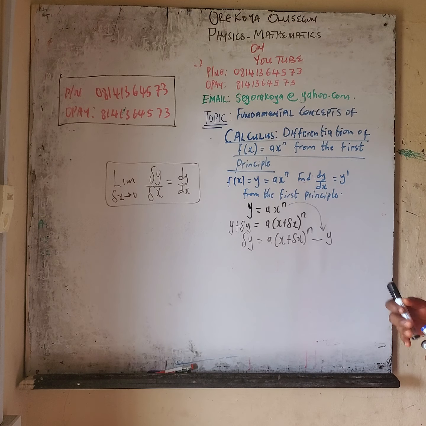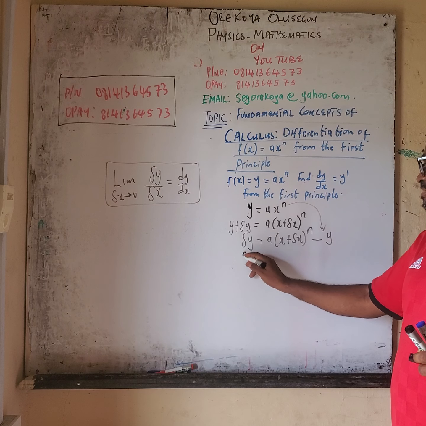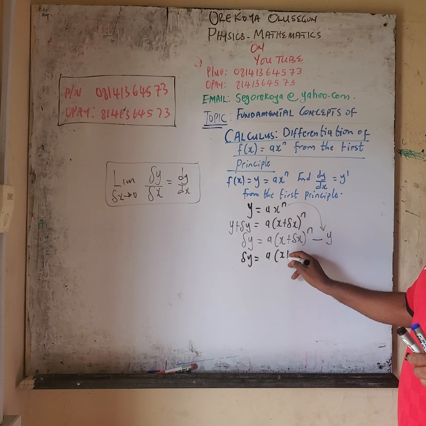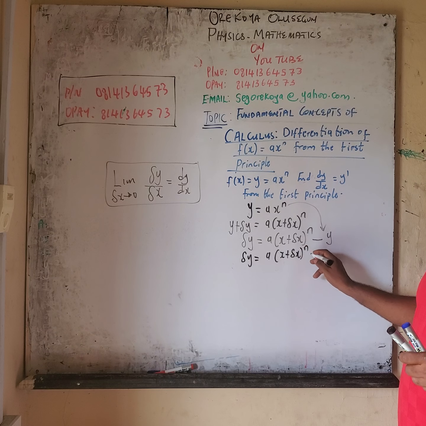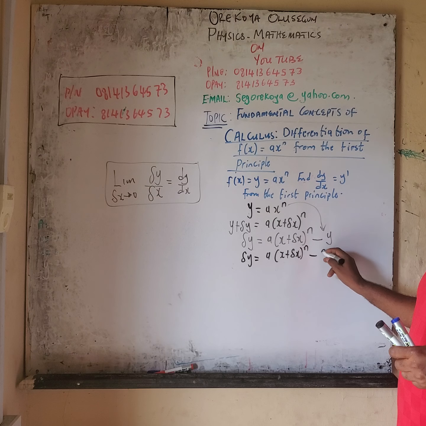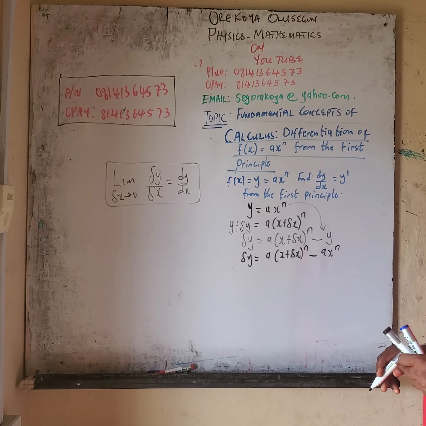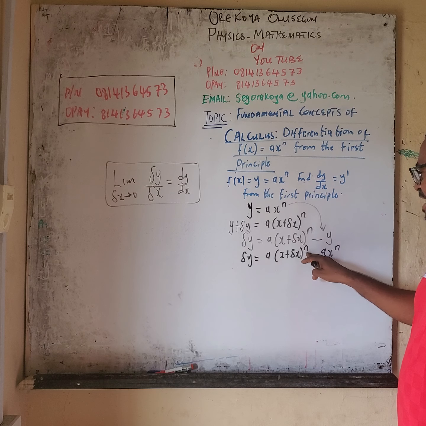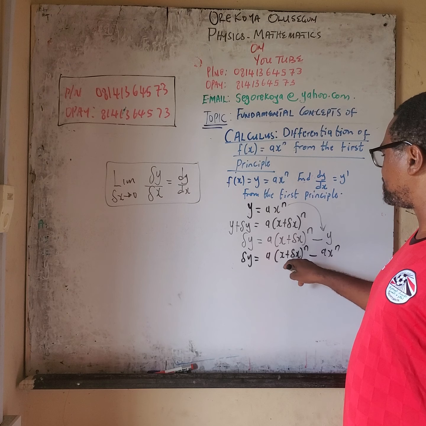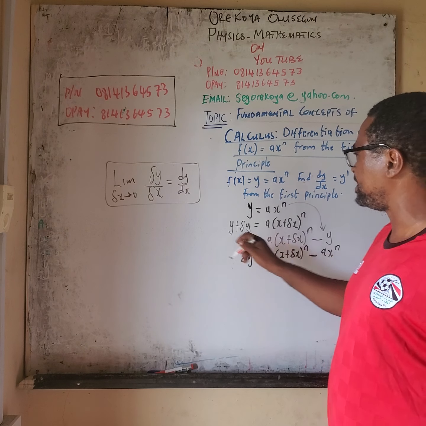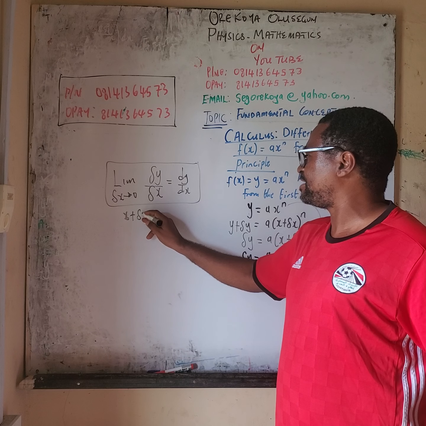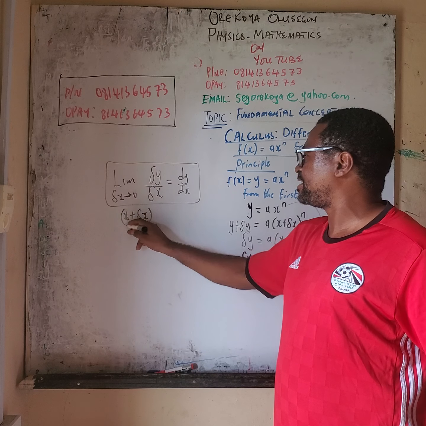Now, look at this place. Delta y will now be equal to a brackets x plus delta x raised to power n minus ax raised to power n. Now, you remember the binomial expansion that I did the other time. So I will want to do binomial expansion for x plus delta x raised to power n. Let me do it here.